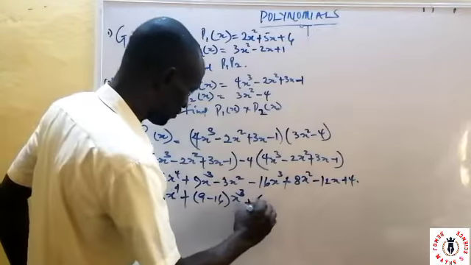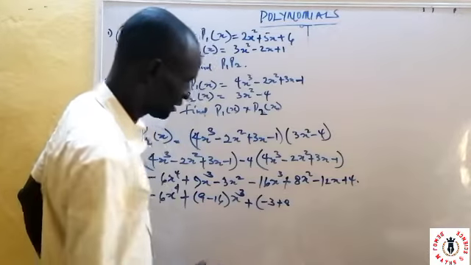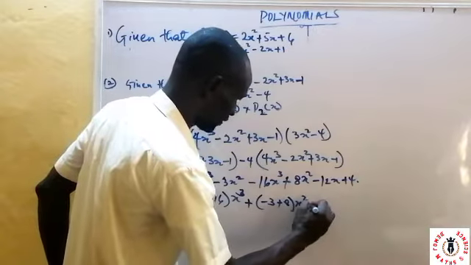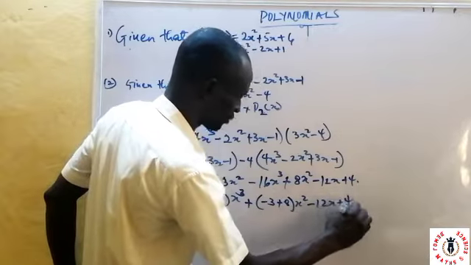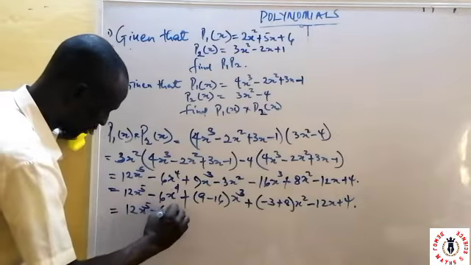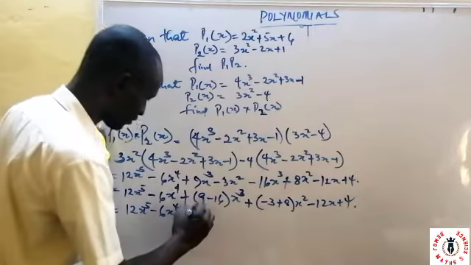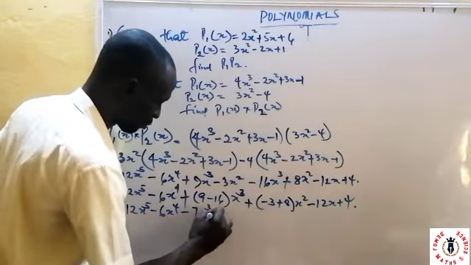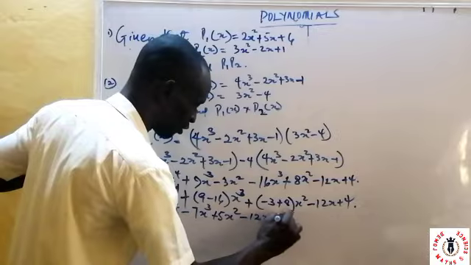Then for the x squared, we have minus 3 plus 8, and that's just 5. That's x squared. And what of the x? We have just minus 12x plus 4. So this is the same thing as 12x raised to the power 5 minus 6x raised to the power 4 minus 7x raised to the power 3, minus 3 plus 8, that's plus 5x raised to the power 2 minus 12x plus 4.